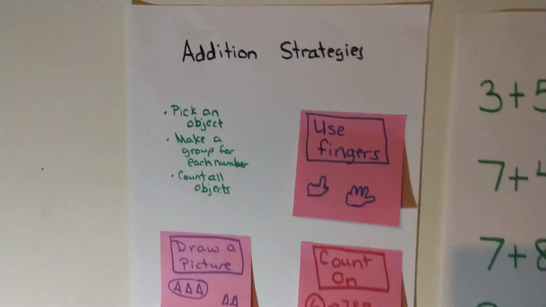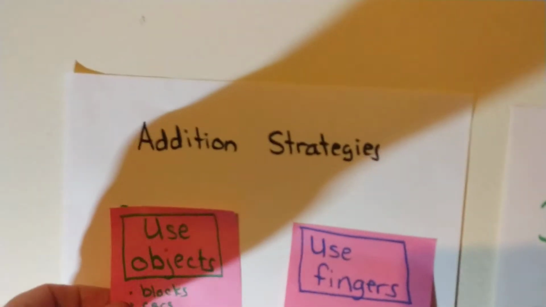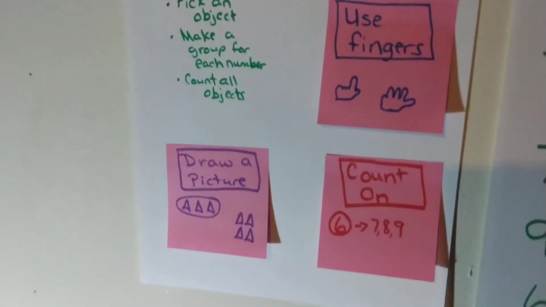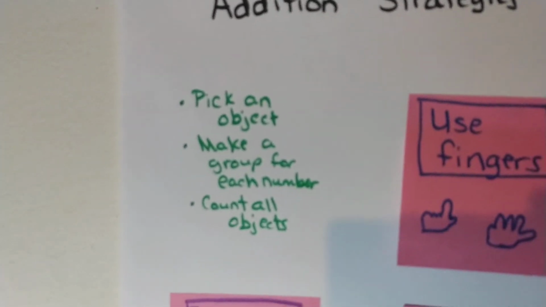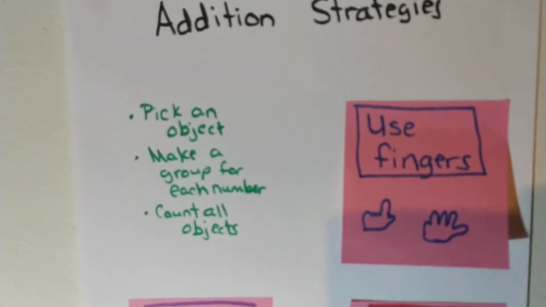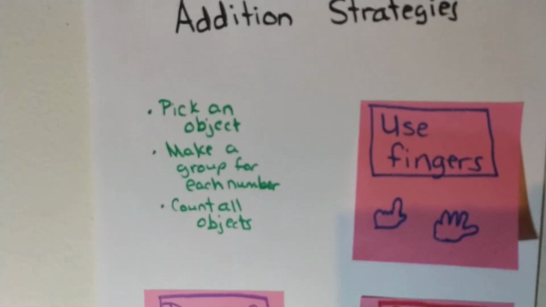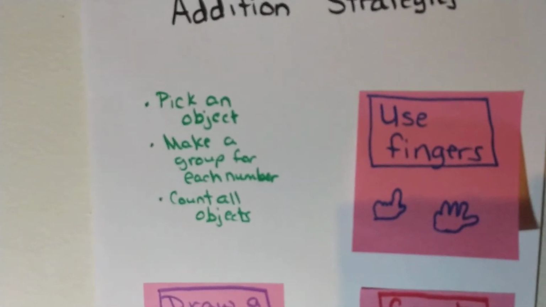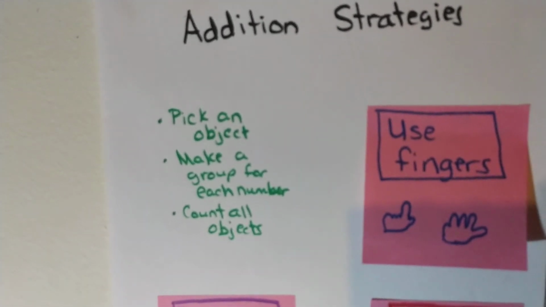Remember that in our addition strategies, we can use objects. You can use any kind of object you can find in your house. You can use blocks, cars, dolls, M&Ms, marbles, Legos, anything you can find. You got to pick your object first. You're going to make a group for each number. You're going to count all the objects to see what your answer is for your problem.